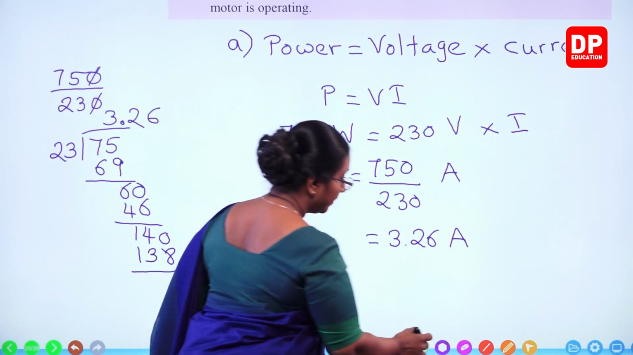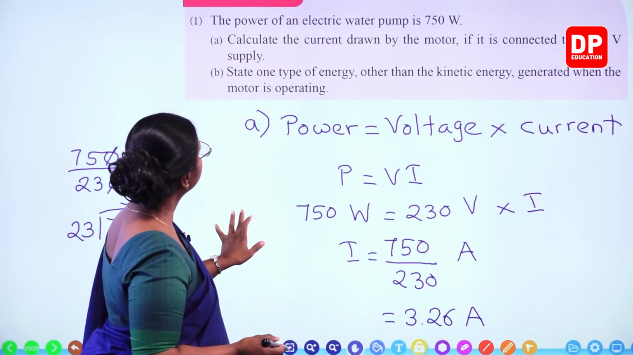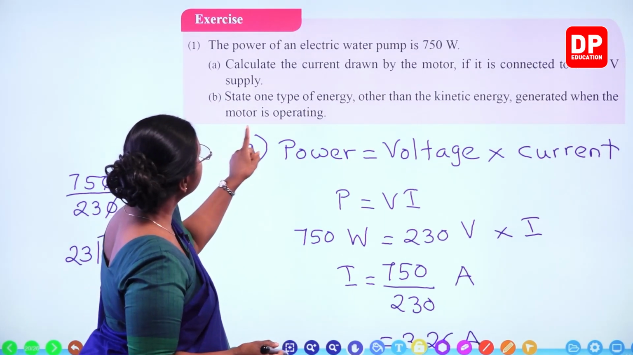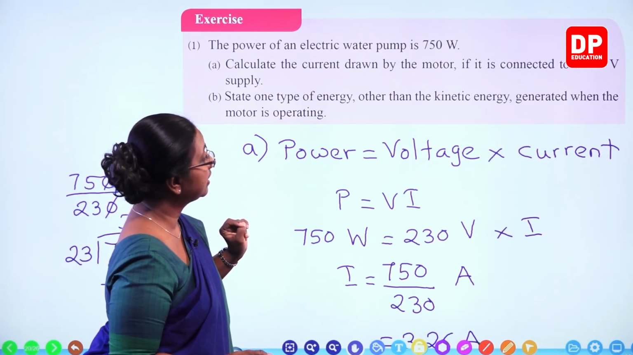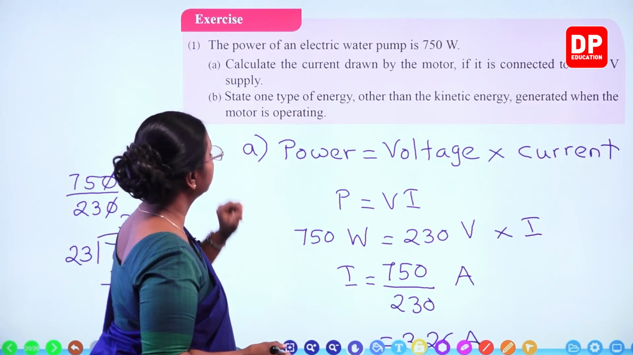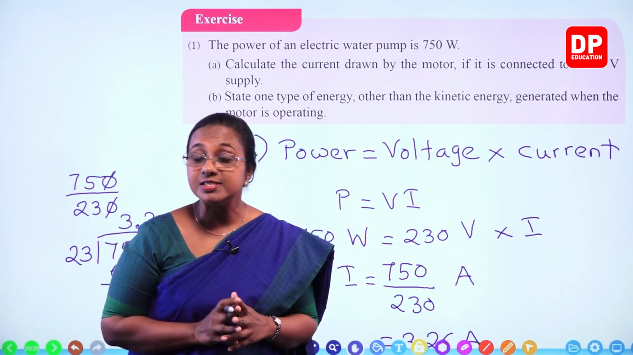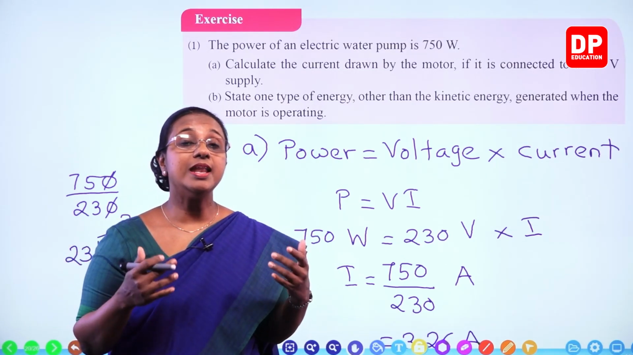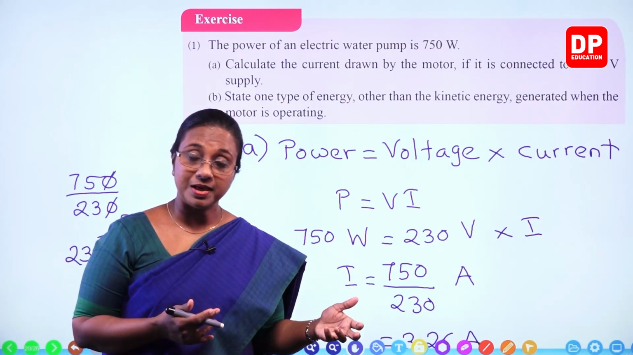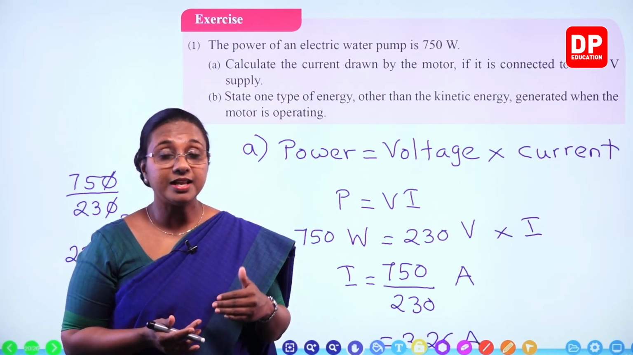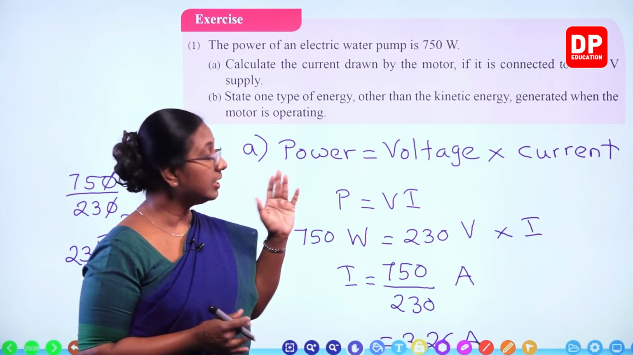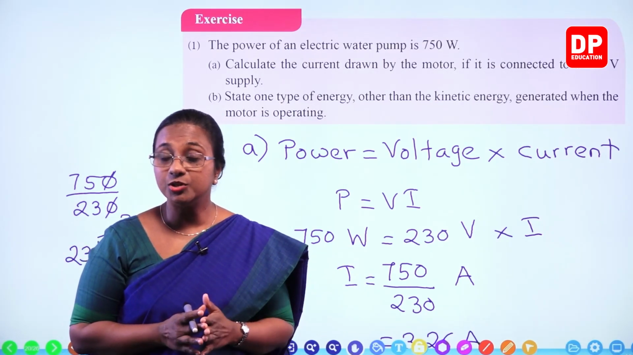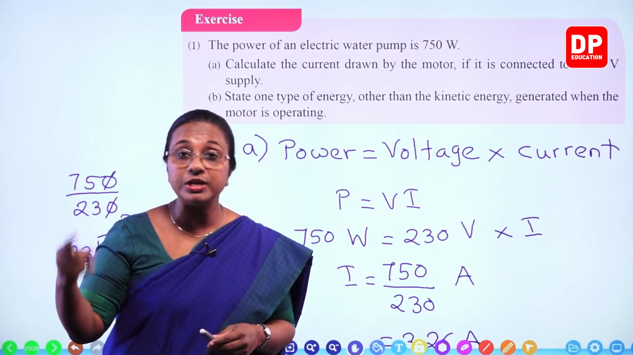That is for the first question. Then the second question. State one type of energy other than the kinetic energy generated when the motor is operating. So we have discussed this before. Now when an electric appliance is operating, electric energy is converted to another form of energy. So in a motor, electric energy is converted to kinetic energy while the motor rotates.